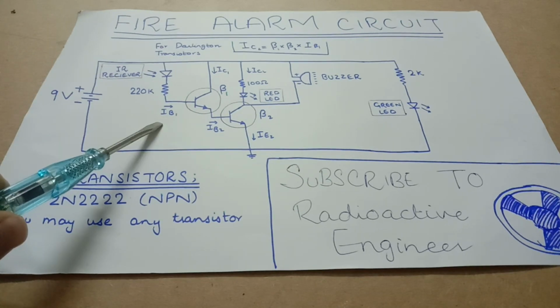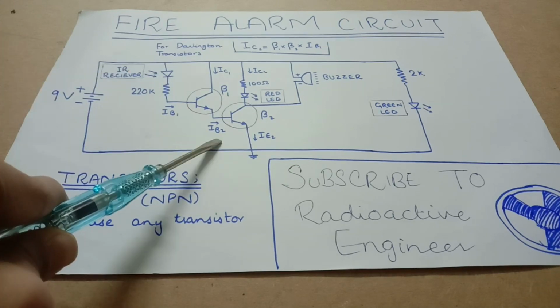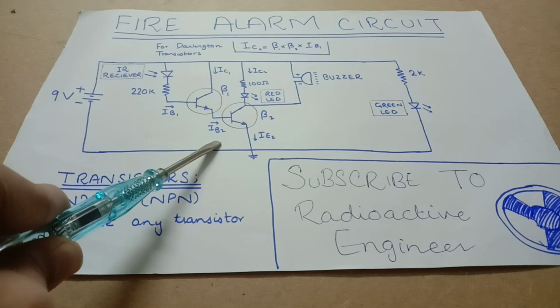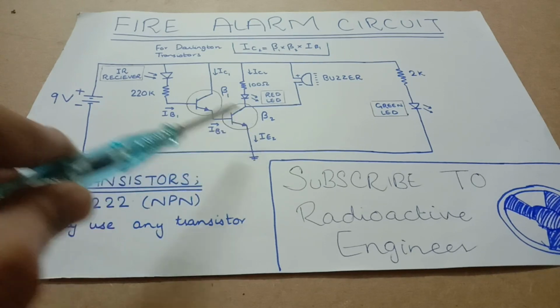So when the current IB1 goes into the base of the first transistor, it creates IC1, which is equal to beta 1 times IB1, and when the current IB2 goes into the base of the second transistor, it creates the current IC2, which is beta 1 times beta 2 times IB1. Hence this current is many times more than IB1.